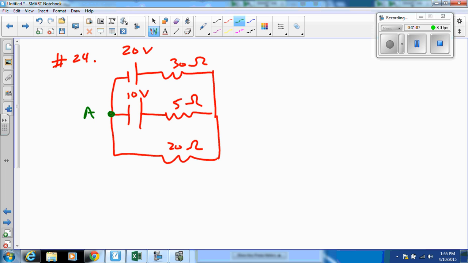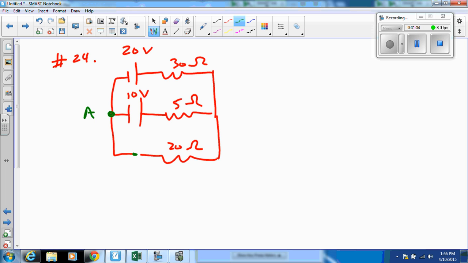If I pick any node like here, then this one is just going to tell me that the current coming in equals the current leaving, and I knew that already. What about at the bottom right hand? That's 2 wires. So that's just going to tell me that the current going in equals the current going out.